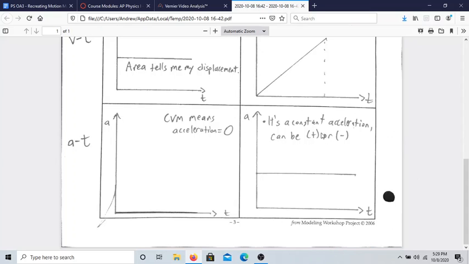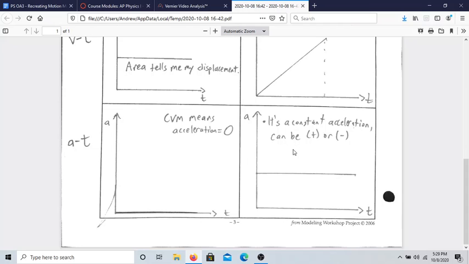The only thing that matters for an acceleration time graph at the moment that we care about is the idea that acceleration could also be positive or negative. We're going to find out that acceleration actually has a direction just like all the other ones. But it's going to make a lot more sense when we start to talk about forces, what exactly that means.